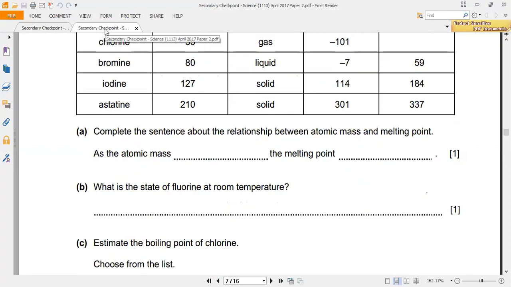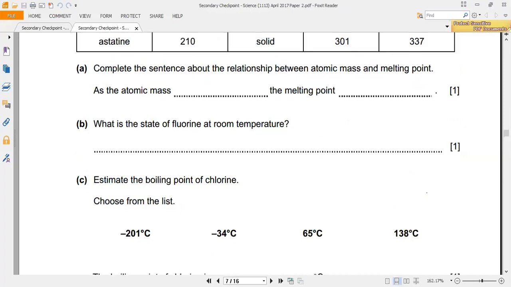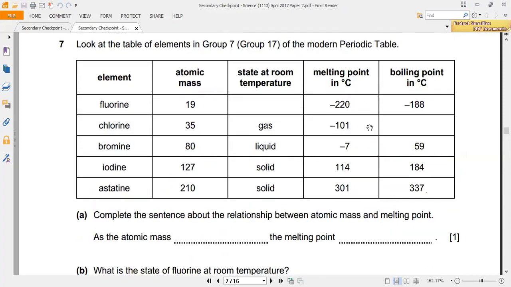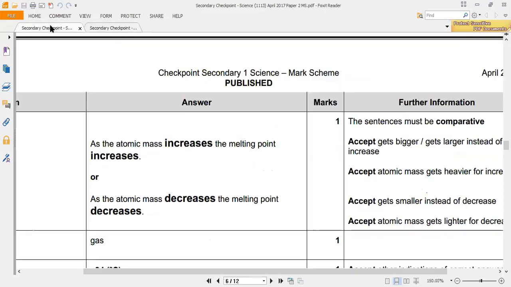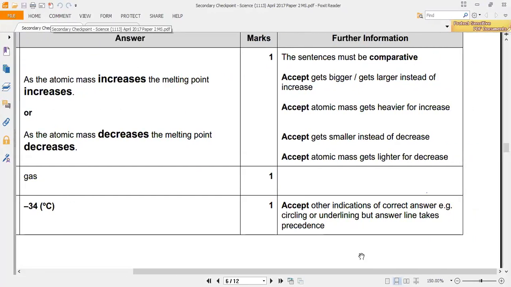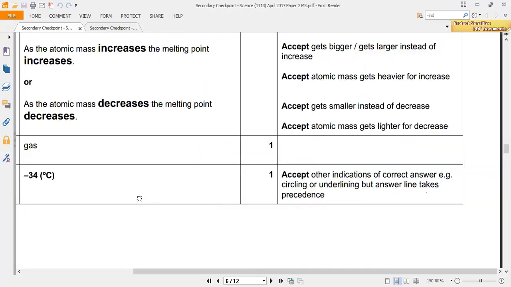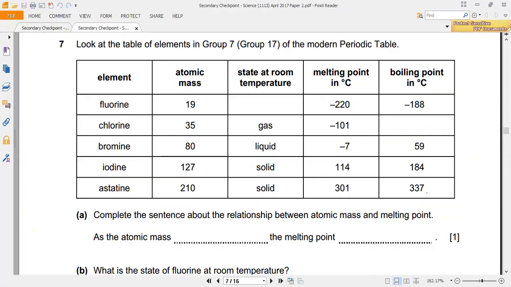Number C, estimate the boiling point of chlorine. Choose from the list. The boiling point of chlorine is not mentioned, but it should be relatively low. So here he mentioned minus 34, or even accept any indications for a correct answer. For example, if you circle or underline the answer but do not write on the answer line, it's also going to be taken. If you even mention the percentage, it will also be considered an accepted valid marking point.